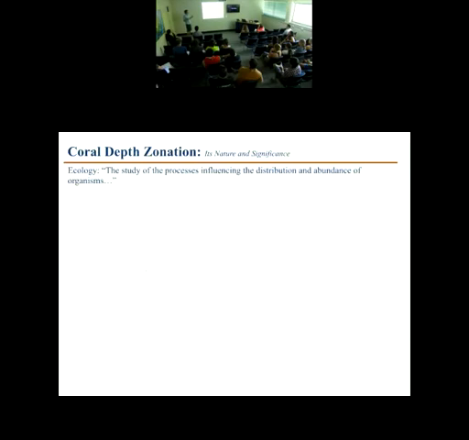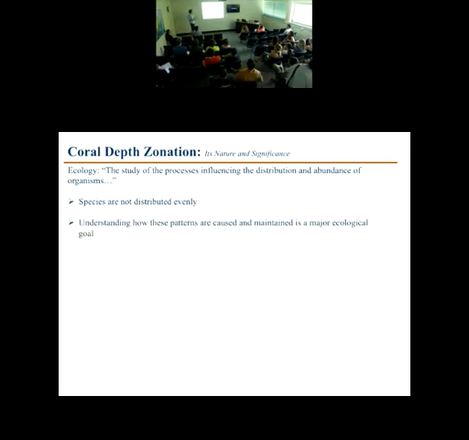So we'll get started, and when we think about the basics of ecology, it's really about the study of the processes influencing the distribution and abundance of organisms. It's all about where things are and why they're there. So one of the basic concepts is that species aren't distributed evenly in space or in time, and understanding how these patterns are caused and maintained is a real major goal of ecology.